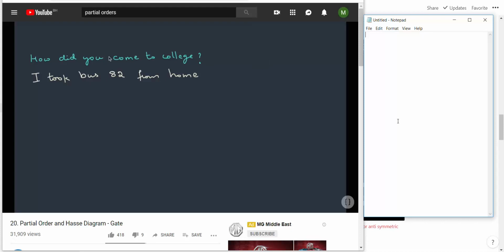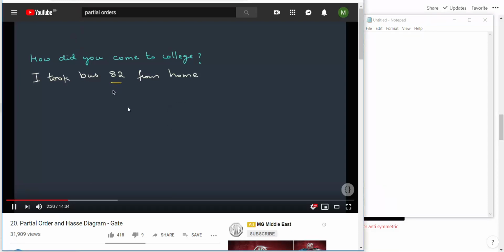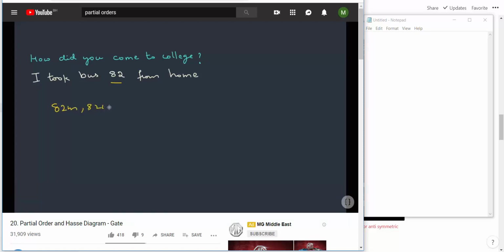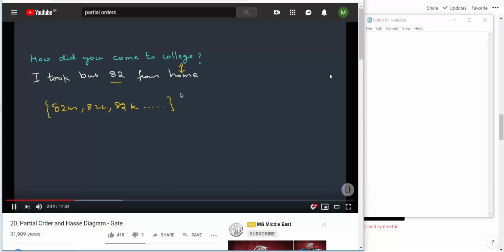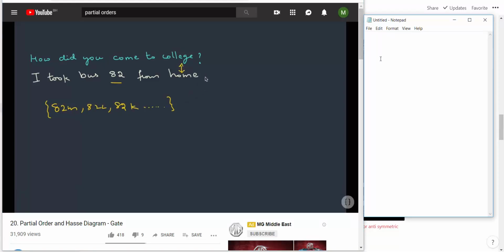Let's say you entered the college and the professor asks you, how did you come to college? And probably your answer is, I took bus 82 from home. Now think, is there only one particular bus with number 82? No, there could be many. Probably some 82M or 82L or 82K. There would be n number of buses which are moving on the route from your home to college. Do you agree? Yep. Or maybe you want to travel from your home to a theater.